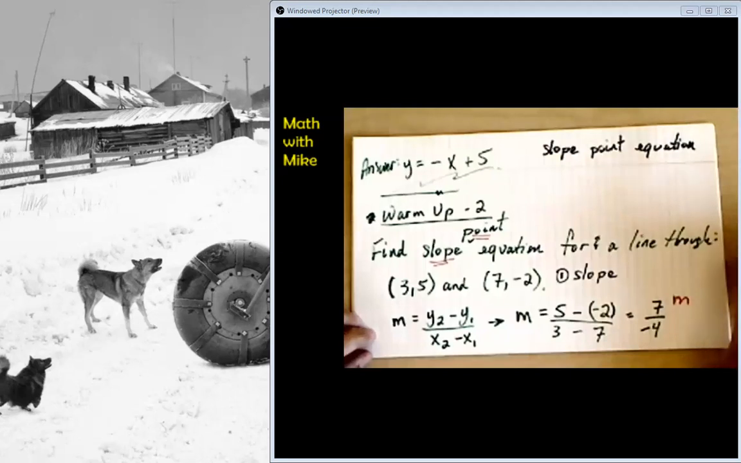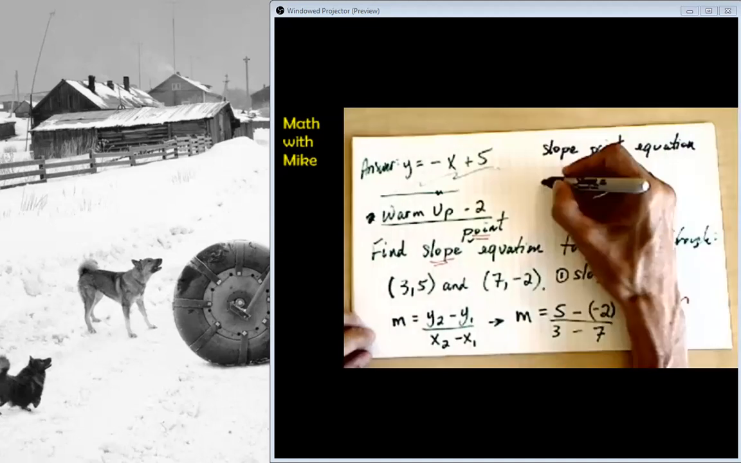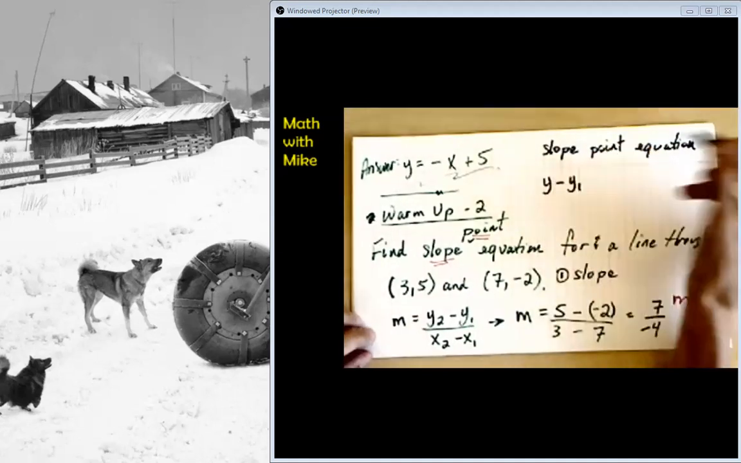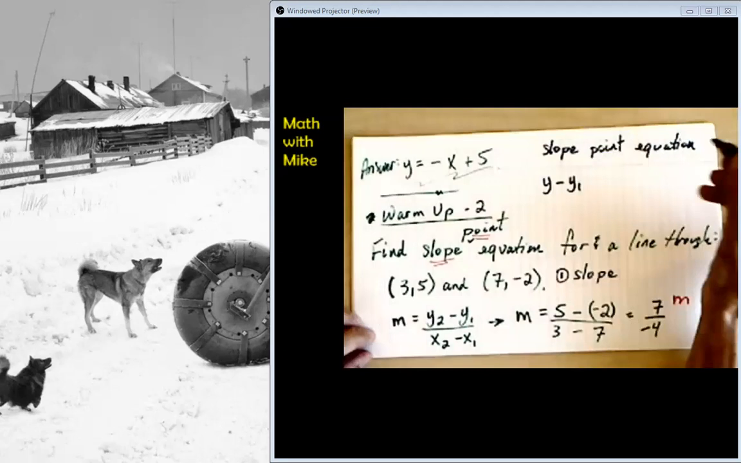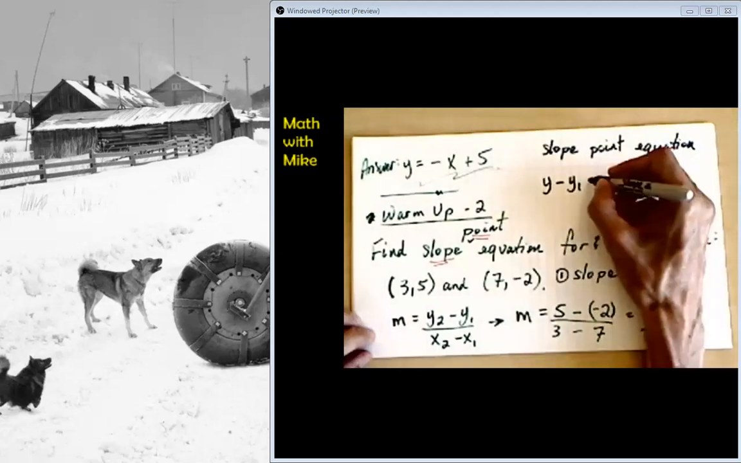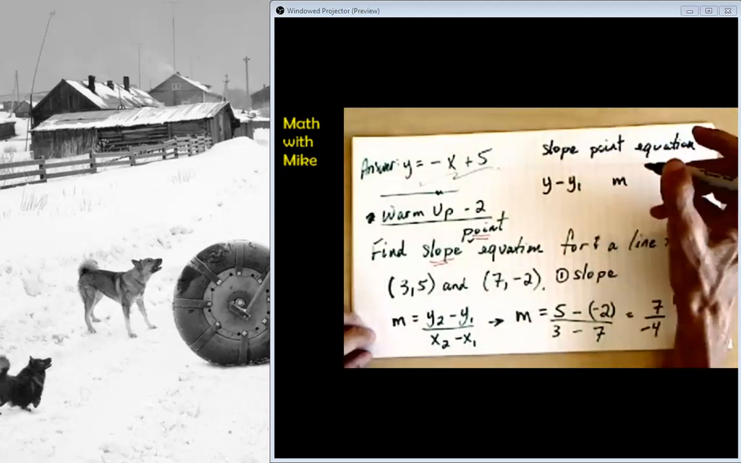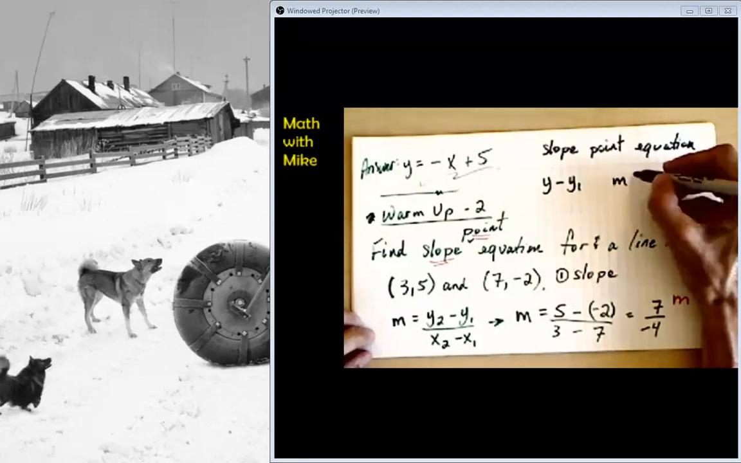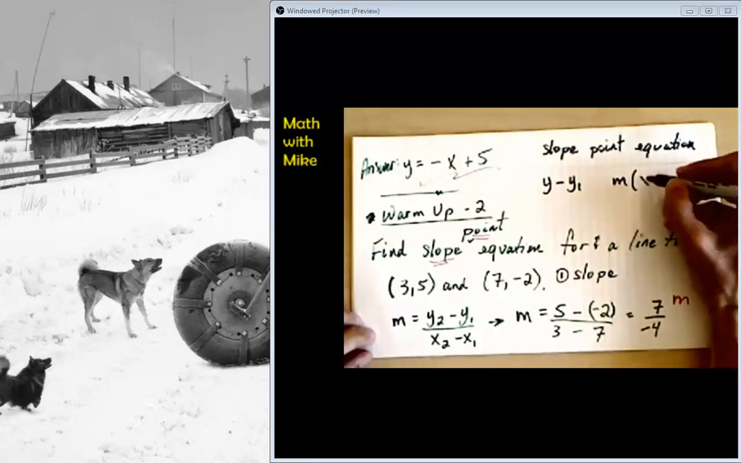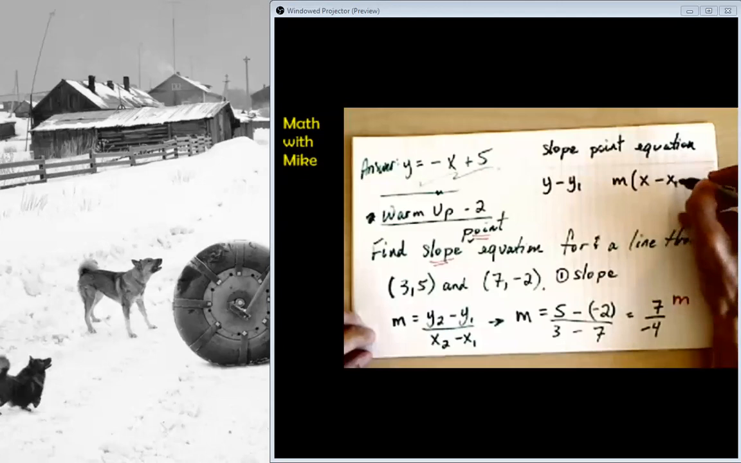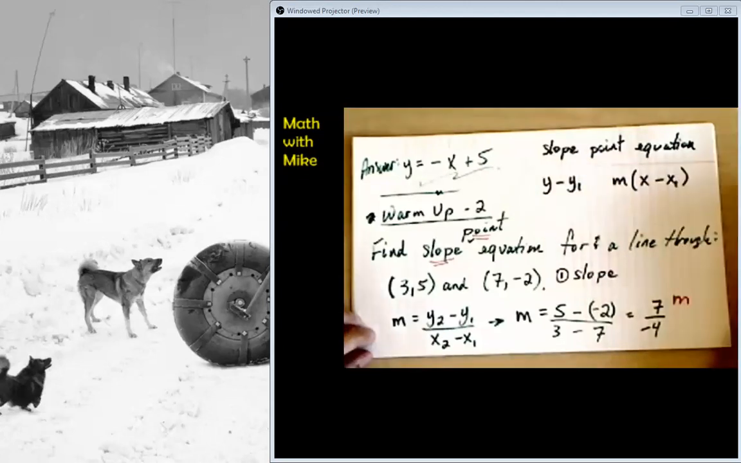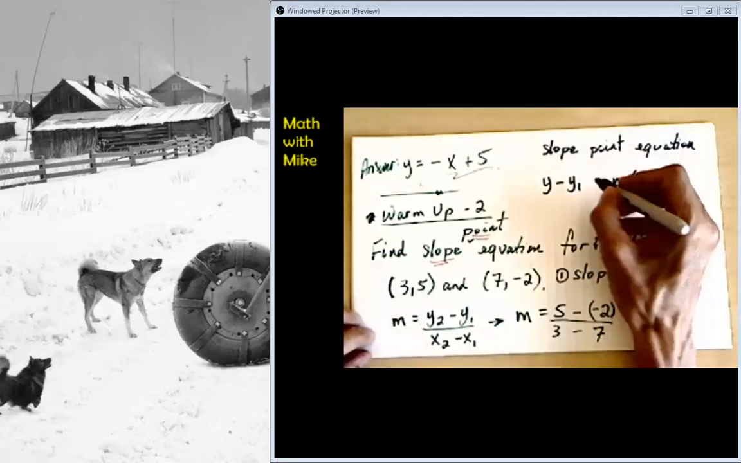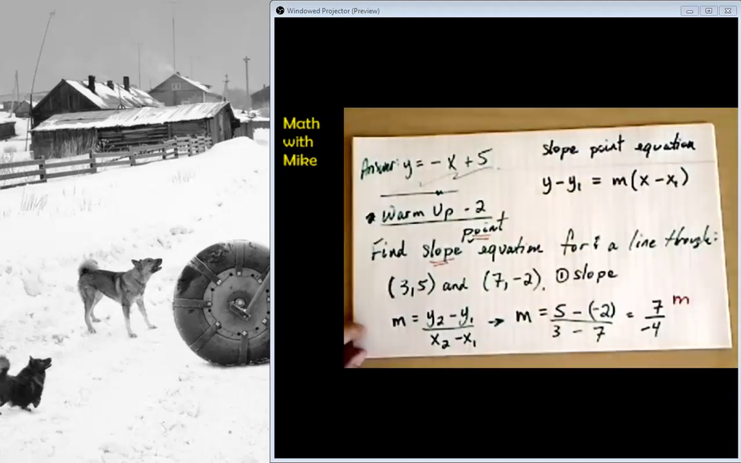It's going to be y minus y1, that's the left side, and then m times x minus x1. y minus y1 equals that. Perfect. So this is the style that we want, right, that's being asked for here.